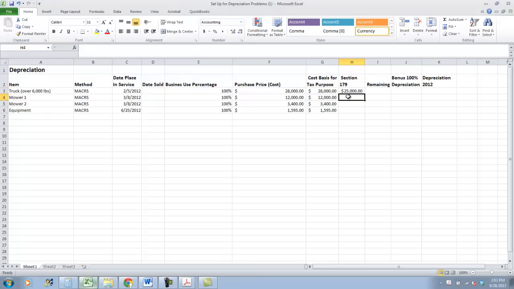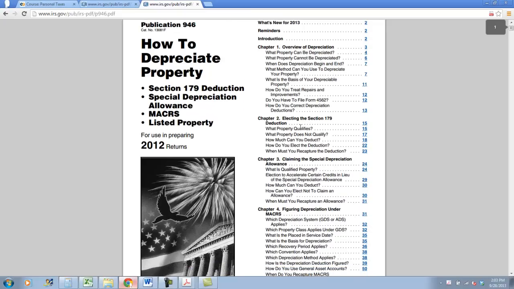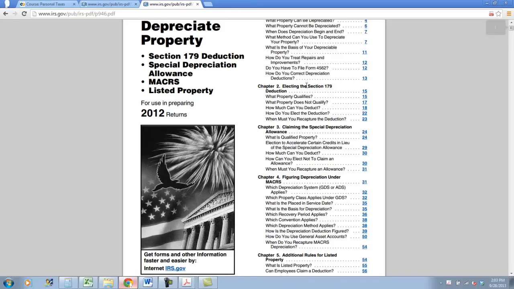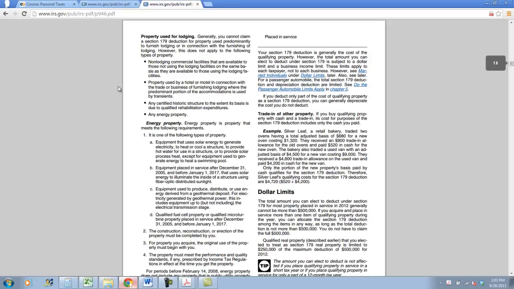And then we're going to select 179. So I put $25,000 here. I'm going to show you how I got that $25,000. I went to Pub 946, how to depreciate. And then I went to look up section 179, how much can I deduct? So I clicked on the link, and this talks about property for lodging, dollar limits. Then we go up in here.